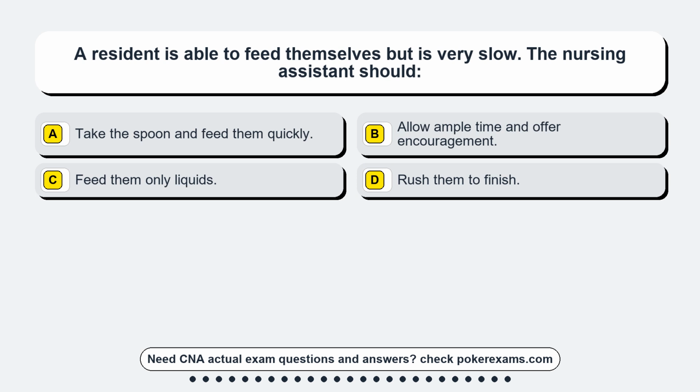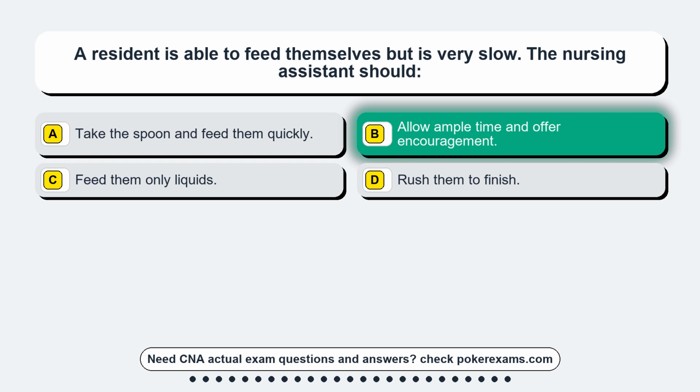Question 20. A resident is able to feed themselves but is very slow. The nursing assistant should: Option A. Take the spoon and feed them quickly. Option B. Allow ample time and offer encouragement. Option C. Feed them only liquids. Option D. Rush them to finish. The correct answer is option B. Allow ample time and offer encouragement.